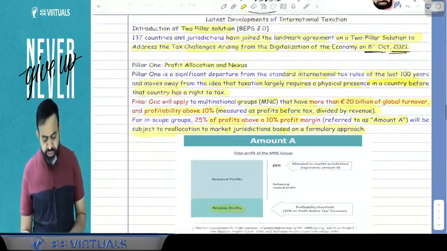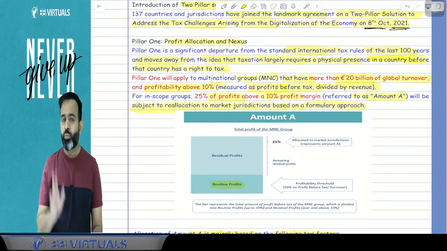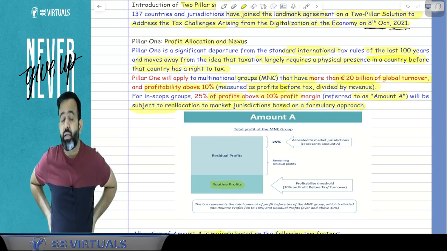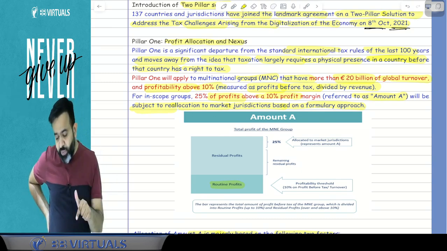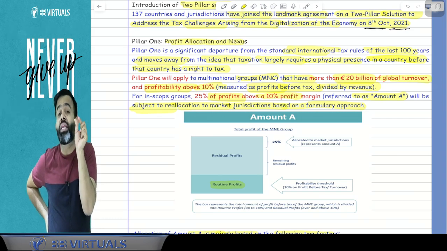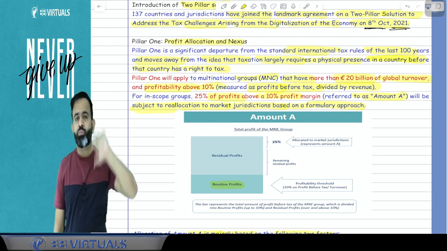Pillar number 1 is basically your profit allocation and nexus. You can remember that pillar number 1 of the BEPS 2.0 is profit allocation and nexus. Now what does this pillar say, when will this pillar apply? This pillar will apply to a multinational group when their global turnover is more than 20 billion euros, and guys, their profit is more than 10%.